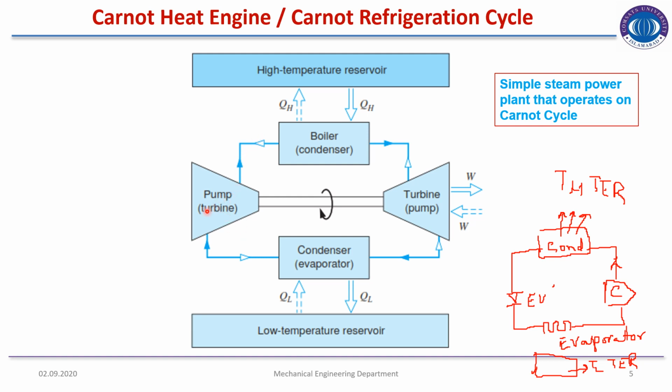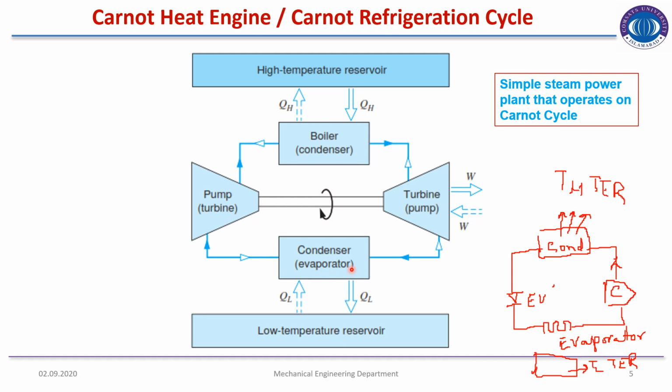And now here the turbine is actually the expansion valve, so that will cause a sudden decrease in the pressure. The expansion valve is actually a throttling device, so the temperature of the refrigerant will decrease significantly. So basically that will turn into the liquid state.